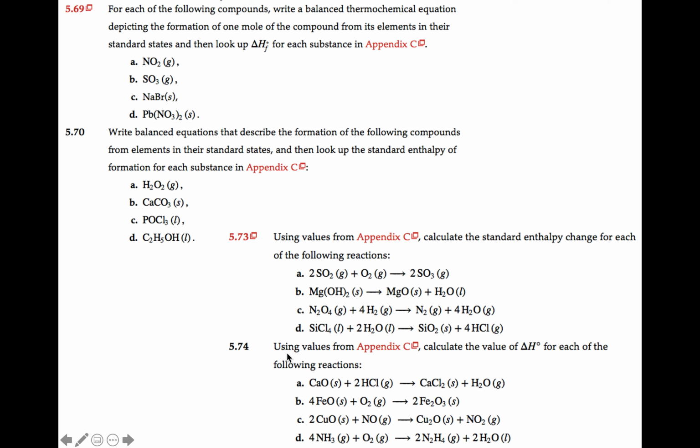Here are some suggested problems for you to think about. These first two are different ones where you're being asked to write the standard enthalpy of formation reaction. And then 5.73, 5.74, you're directed to the appendix to look up those standard enthalpy of formation values and do an analysis where you're going to be grouping products minus reactants to get the overall enthalpy change for the reaction.